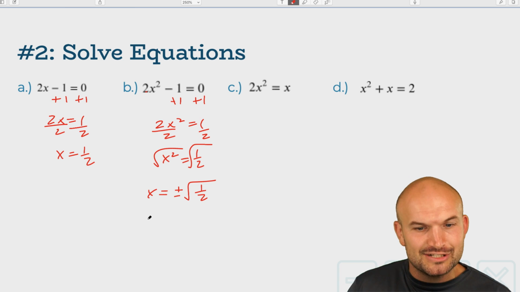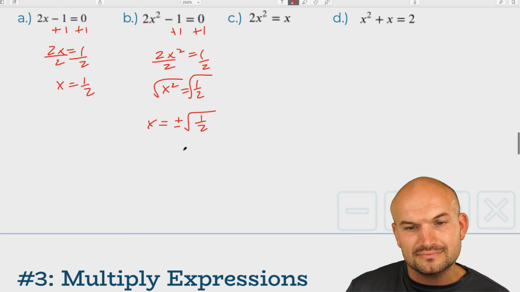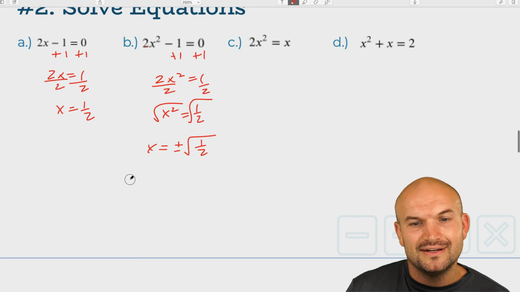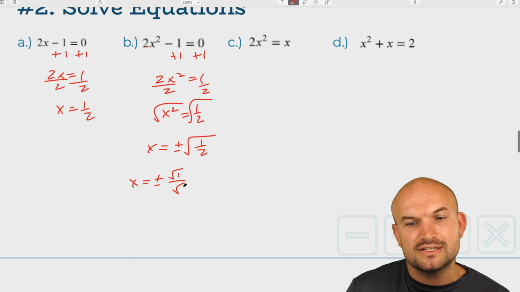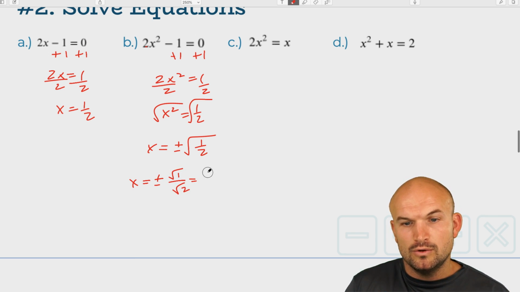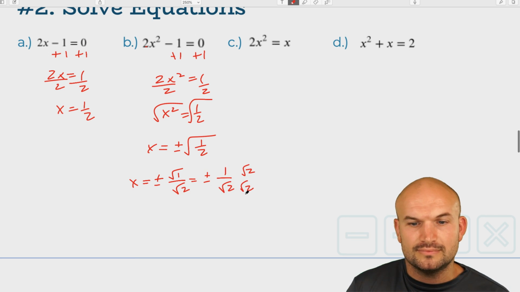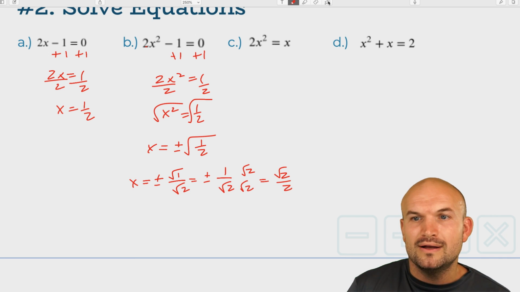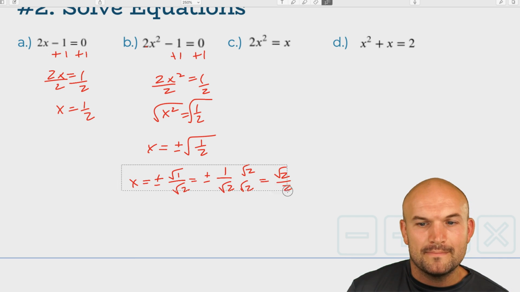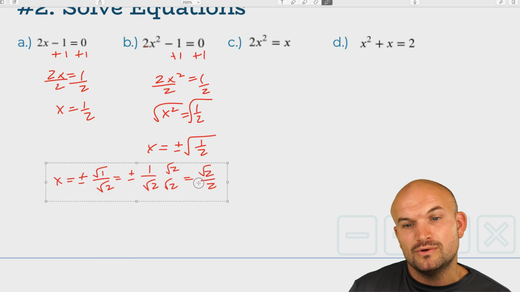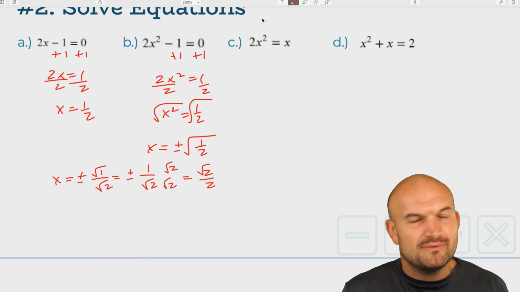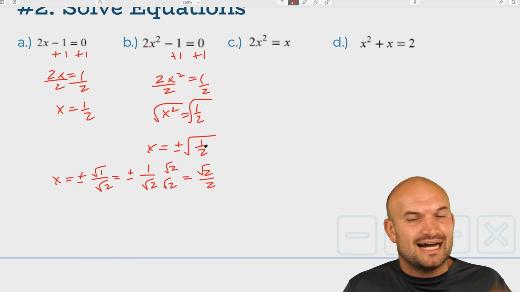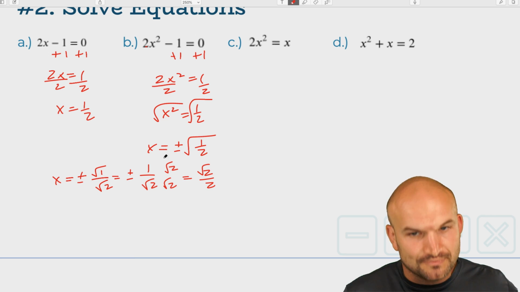Didn't really mean to get into the simplifying here of your radicals, but just remember that you can break up a square root. It is the square root of 1 over the square root of 2, which would be plus or minus 1 over the square root of 2, and then you could rationalize the denominator, okay? So therefore, we get a final answer of plus or minus square root of 2 over 2. That is something that we'll definitely get into later in this chapter. But my main goal here is just to solve. Even if it was non-simplified, this would be fine.